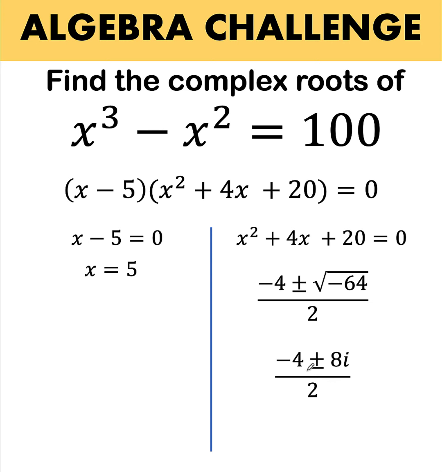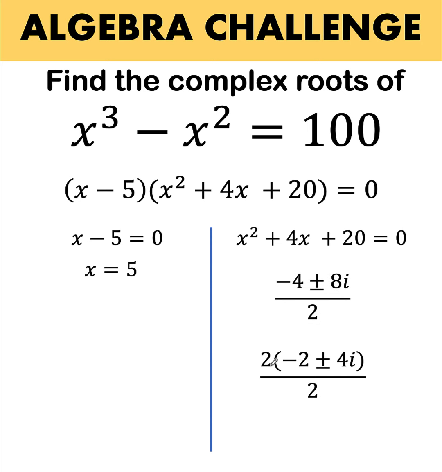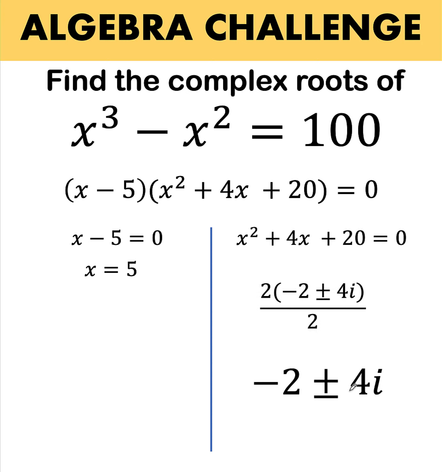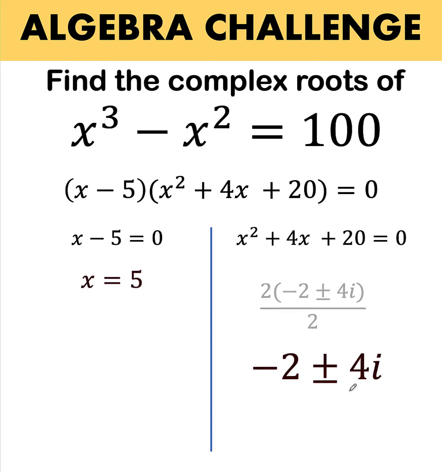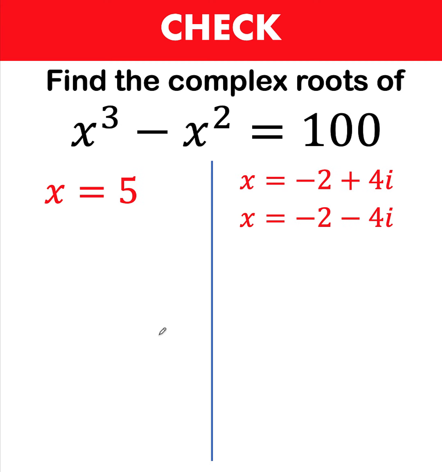Then there's a common factor here of 2 that we can cancel out. So here is now the result. Then dividing 2 by itself, we get 1. So the final answer is x equals negative 2 plus or minus 4i, giving us a total of 3 roots, which is what we are expecting because the highest power here is 3. Now to check, we can substitute these values for x to the given equation. So substituting 5 for x, we have 5 cubed minus 5 squared, and that's 125 minus 25, which is equal to 100, which is correct.